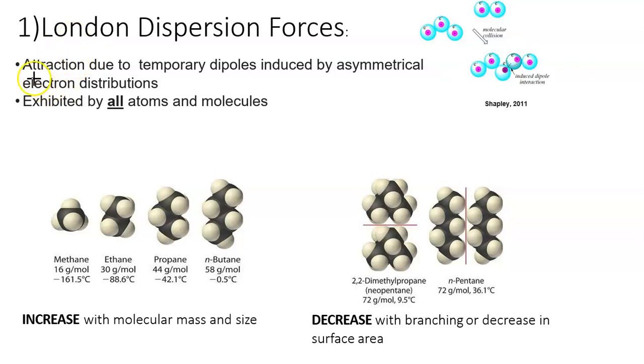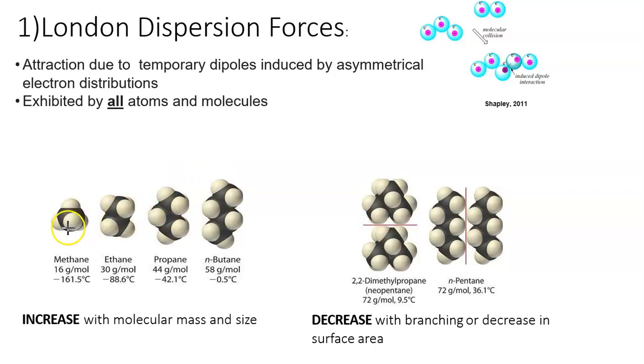This is attraction due to temporary dipoles, caused by electrons moving around and asymmetrical electron distribution. That's what it means. Every single atom and molecule exhibits London dispersion forces. Here we describe which ones are stronger or weaker.